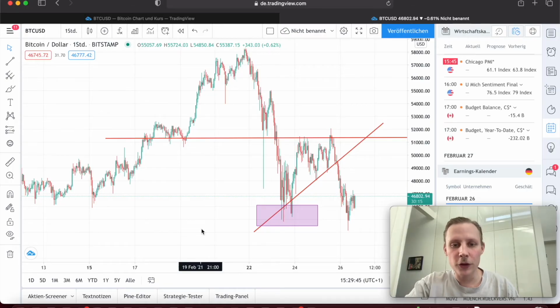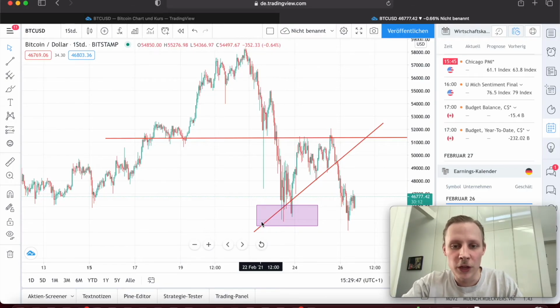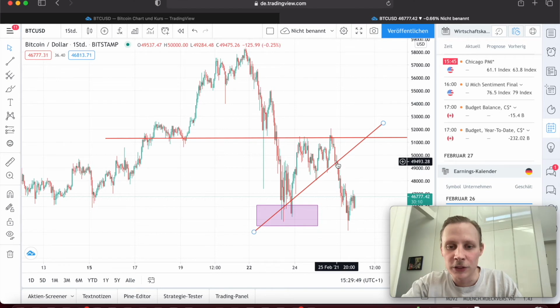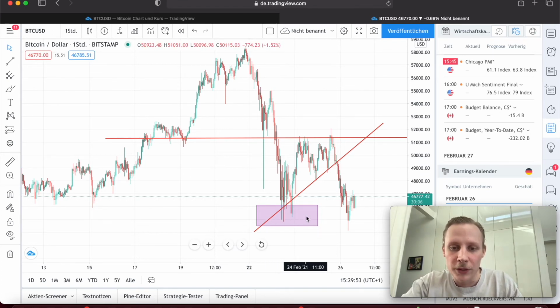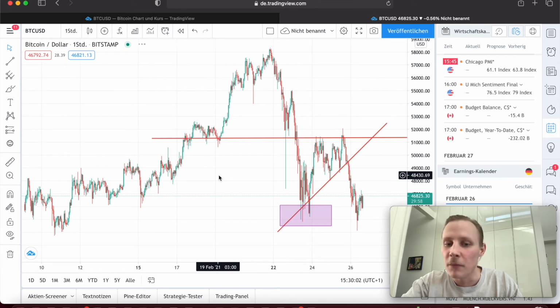So first of all, we are going to look at the Bitcoin chart. We broke to the downside out of this pattern. We also got a bounce back at this strong support and buy area. If this is not going to hold, then we're going to see another massive correction, in my opinion.